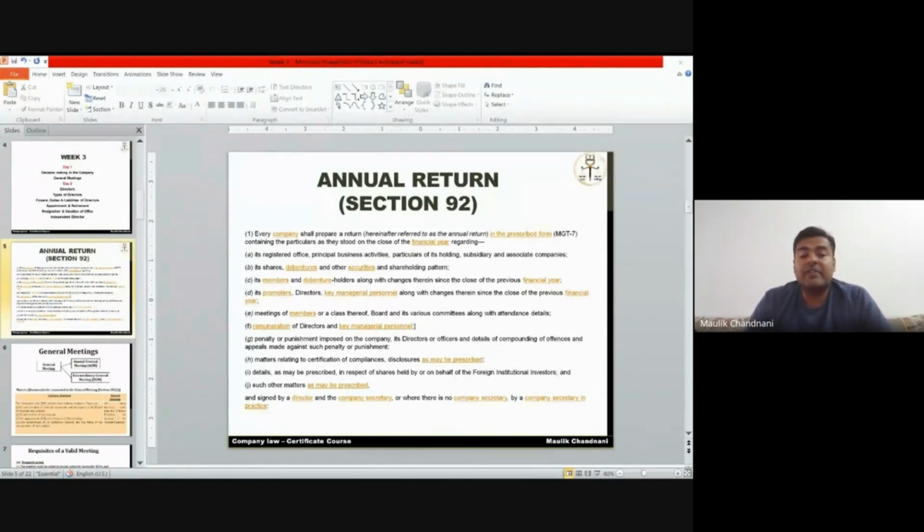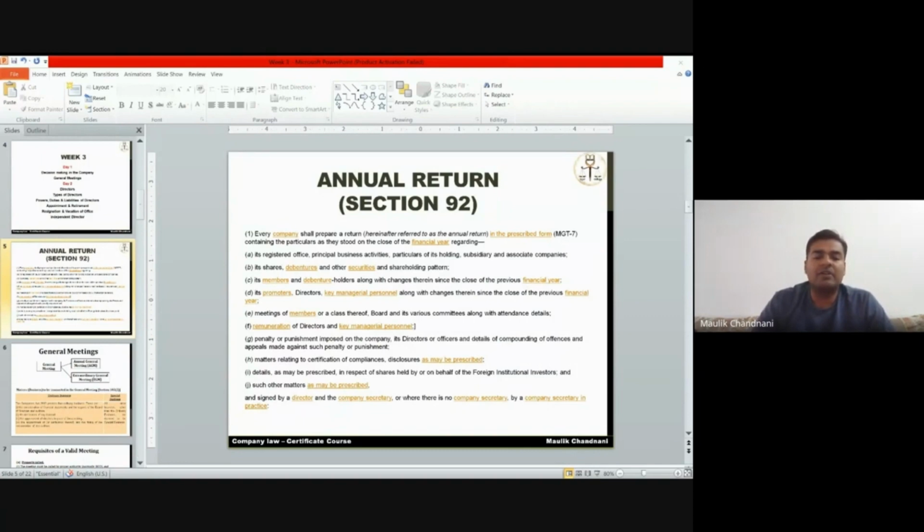Matters relating to the certification of compliances, you need to take company secretary compliance certificate, practicing advocate compliance certificate, and you need to highlight or attach those certificates along with annual return. Details of your foreign institutional investors. These are a specific category of investors as classified by SEBI, and such other matters as may be prescribed by the Ministry of Corporate Affairs, if any.